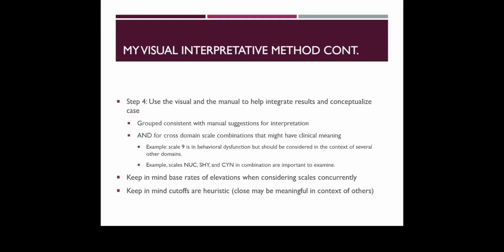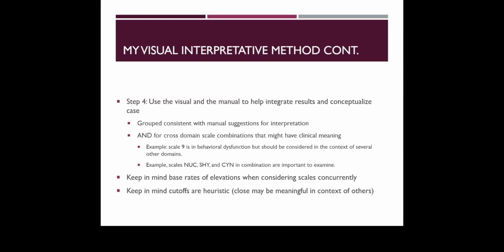I think as data on the 3 grows, we'll find some more, because there were some on the RF that I would have expected to see on here and that aren't. So they must not have risen to the level of empirically supported evidence of that combination yet. Again, keep in mind these cutoffs are heuristics, so close may be meaningful.